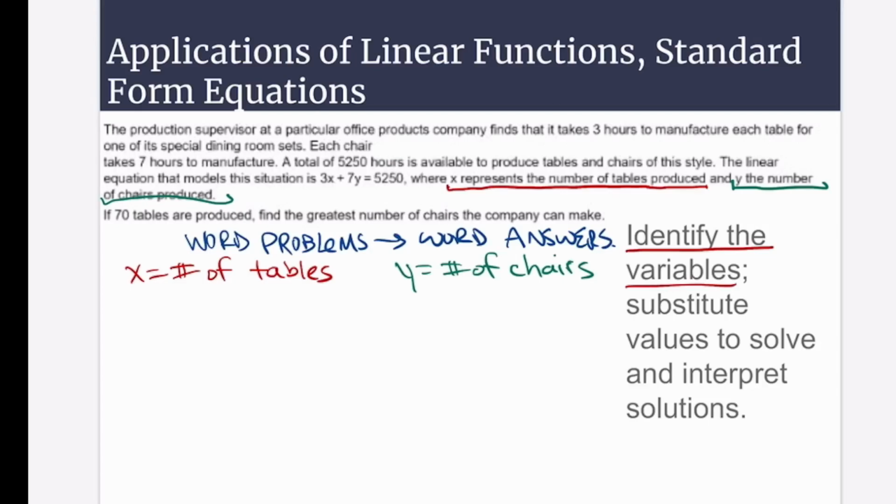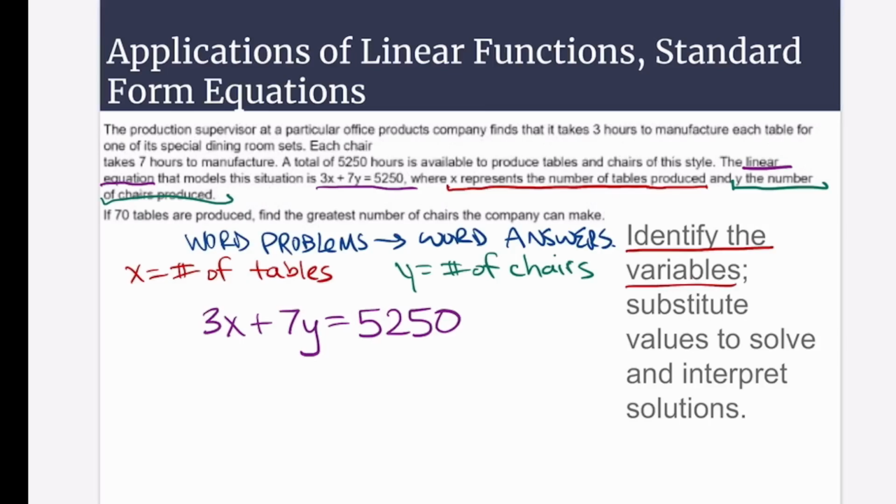So luckily here, they actually give you the equation. Sometimes you're going to have to write it. But it says the linear equation that models the situation is 3x plus 7y equals 5,250. So we'll go back to the problem and kind of explain how this works.